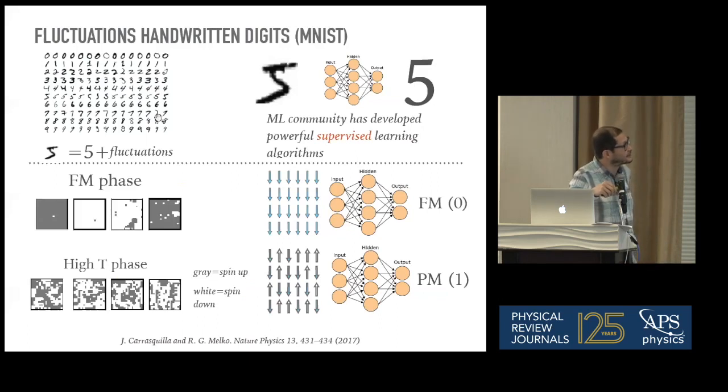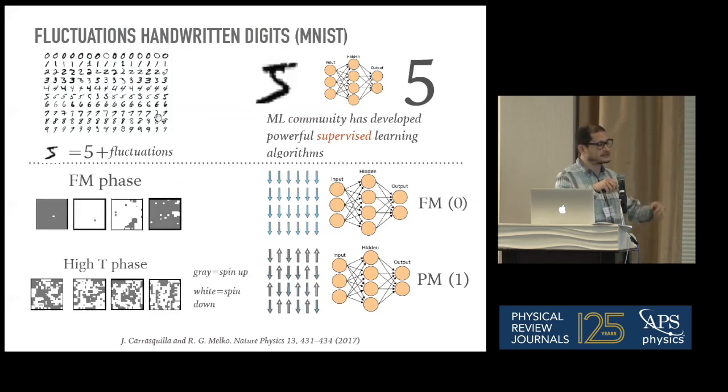Again, my intuition was that a 5 written by a human looks like a perfect 5, or a mean field 5, plus some fluctuations due to the fact that we write down 5 in different ways, okay? And then what the machine learning was doing was just recognizing this mean field part of the 5, which the computer can understand, okay? So that was the idea. So then I said, okay, maybe we can use these neural networks to recognize these phases, right?